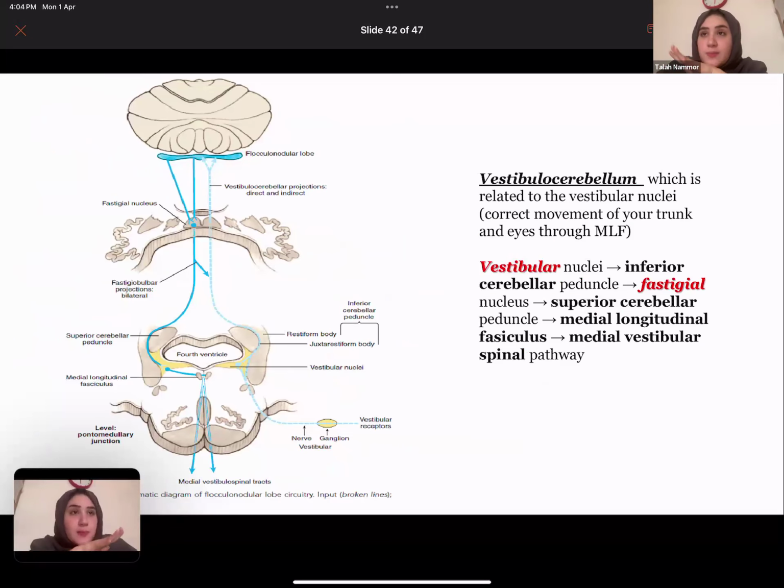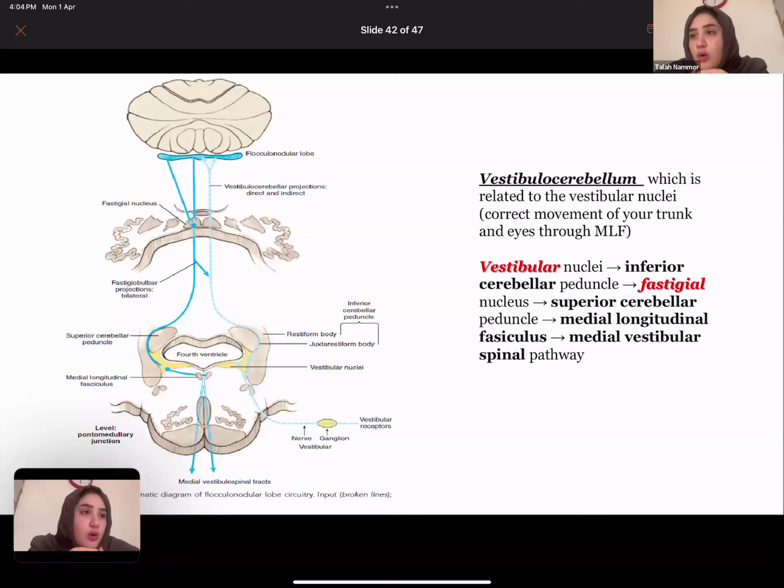Okay. Last but not least, the last pathway is the vestibulocerebellum pathway. It's easy. It goes from the vestibular nuclei. We know the vestibular nuclei. Where is it? I think it's in the midbrain, or maybe in the pons. Guys, you know better. Is it in the midbrain or is it in the pons? I don't know. Wherever the vestibular nuclei is, it starts from there.